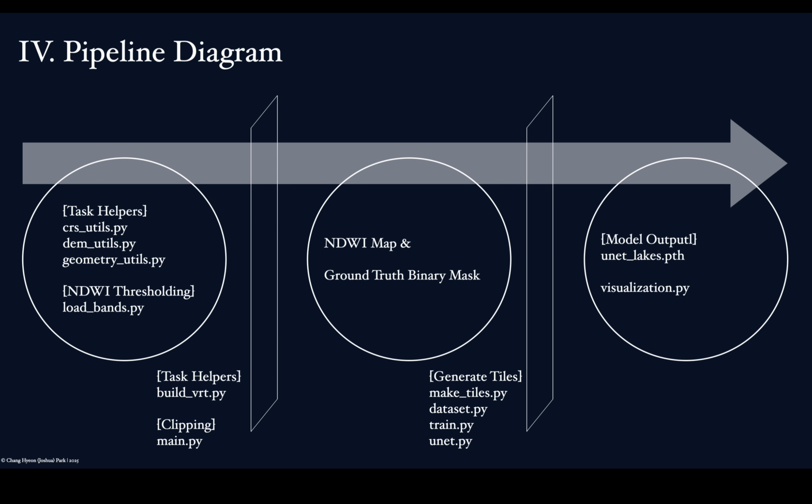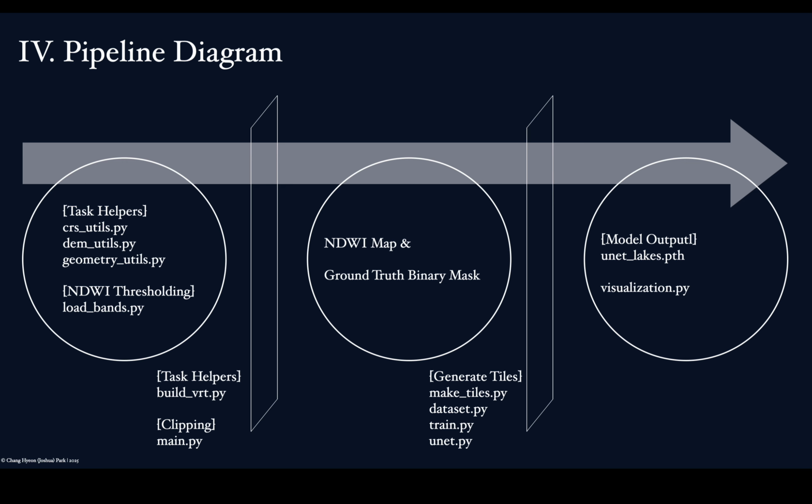This pipeline diagram is basically summarizing all that process. I'm using different task helpers and load bands.py to do the NDWI thresholding in the first place. And then, as I mentioned, one of the task helpers, build VRT, standing for virtual raster, helps me detect and sort through the various DEM mosaics to see what DEM would be suitable for my target region. And the main Python code clips them together to create the NDWI mask with some ground truth binary mask.